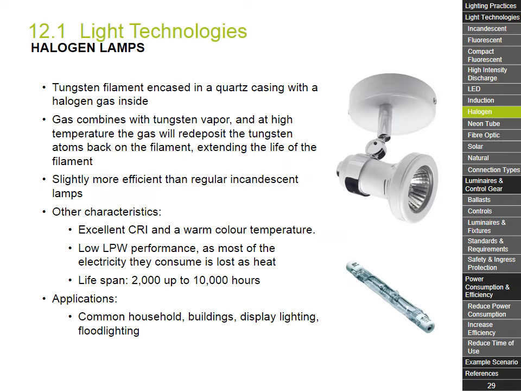They are also more efficient than the regular incandescent lamps. The halogen lamp has an excellent CRI and a warm color temperature. They have a very low LPW performance, as most of the electricity they consume is lost as heat. They have a moderate lamp life that ranges from 2,000 up to 10,000 hours. These lamps have a variety of applications, from common household use to buildings and office spaces to display lighting.